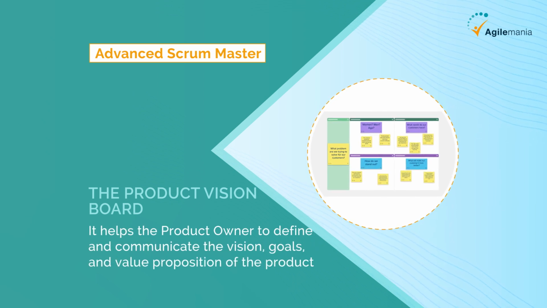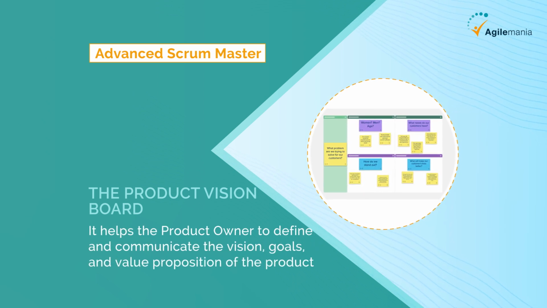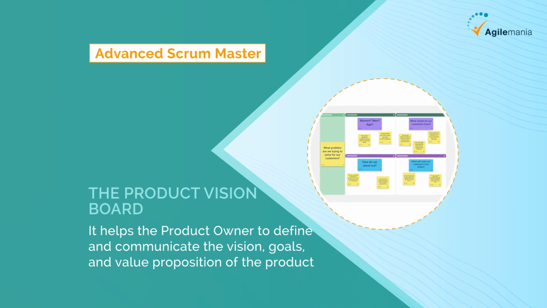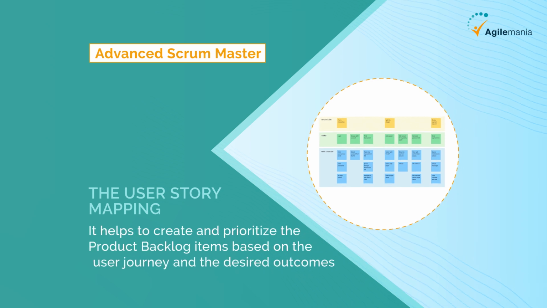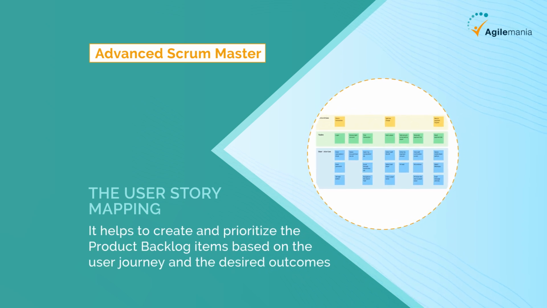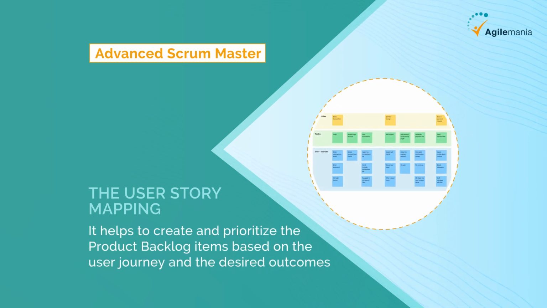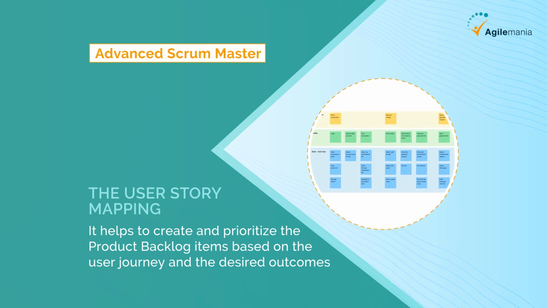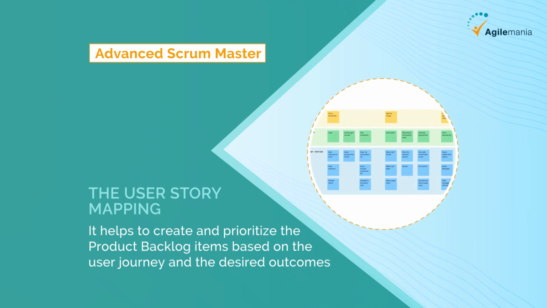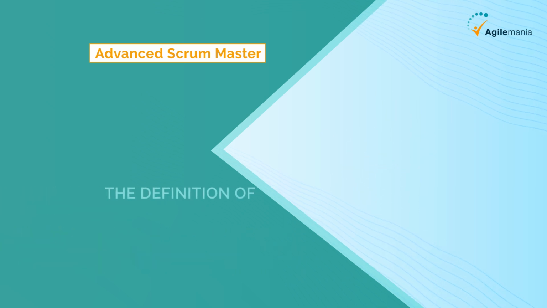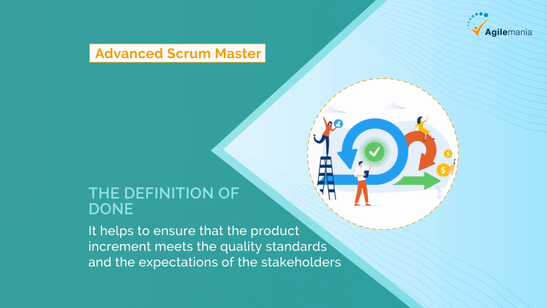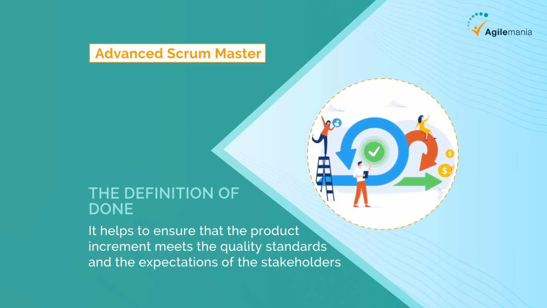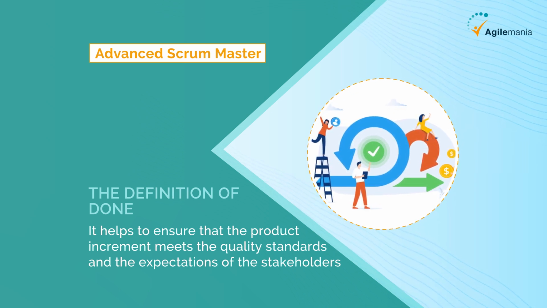This is a tool that helps the product owner to define and communicate the vision, goals, and value proposition of the product. The User Story Mapping. This is a tool that helps the product owner and the development team to create and prioritize the product backlog items based on the user journey and the desired outcomes. The Definition of Done. This is a tool that helps the development team to ensure that the product increment meets the quality standards and the expectations of the stakeholders.